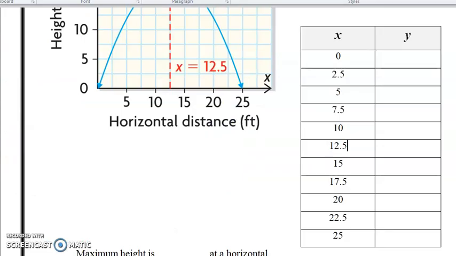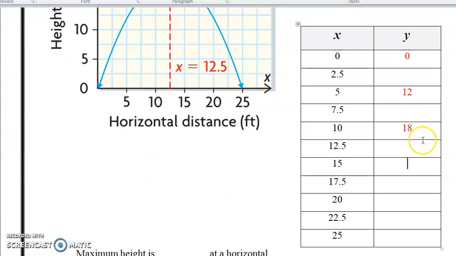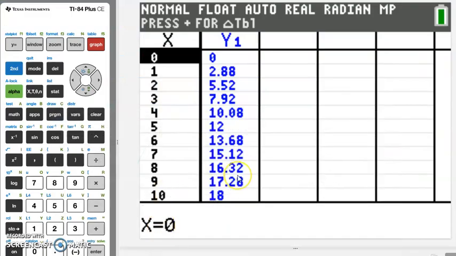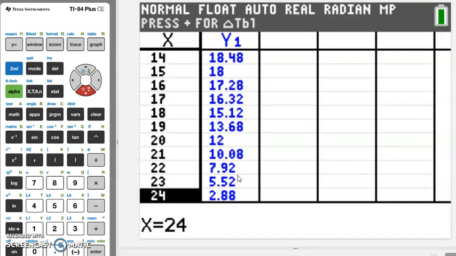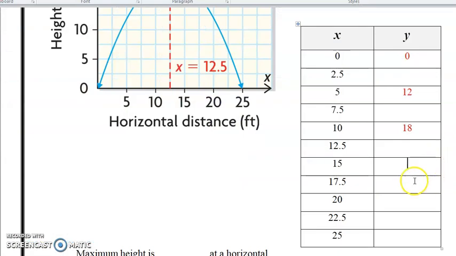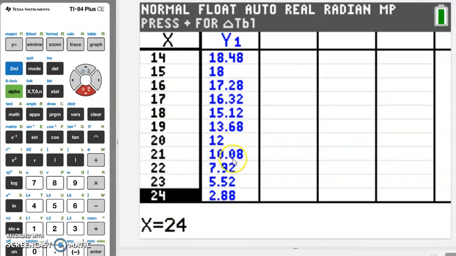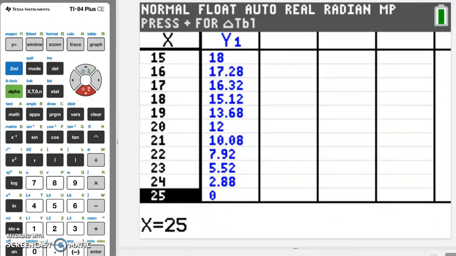So 0, 0. And 5, go back and take a look, 5 is 12. 10 we can calculate. 10 was 18. 15, so we just scroll down on our graph, press the down. We get 15. 15 was 18. 20 was 12. And 25 back to 0.